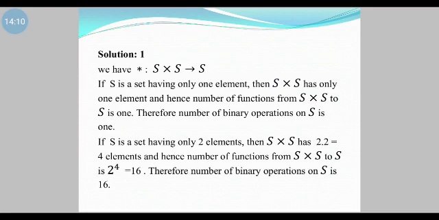In the second case, if S is a set having only 2 elements, then S cross S has 2 into 2, that is 4 elements. Therefore, the number of functions defined from S cross S to S is order of S raised to order of S cross S, that is 2 raised to 4, equal to 16. Therefore, the number of binary operations on S is 16.